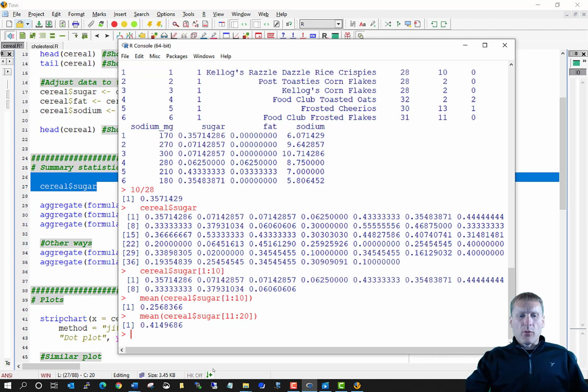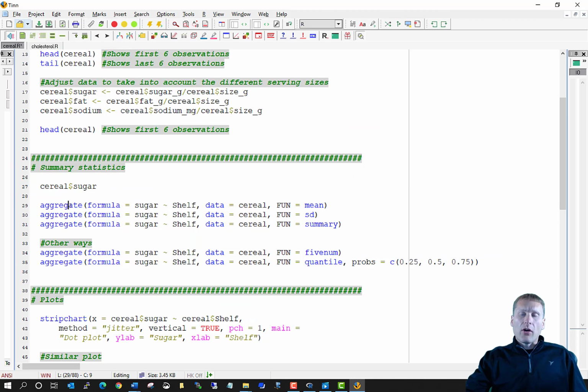But there's actually an easier way to do this. There's a function in R called aggregate. Its first argument basically says how you want to aggregate or summarize the information in your data set. I'm going to use the formula argument where I want to aggregate all the sugar values, and I'm going to do it by shelf. And this is just a kind of syntax here to separate the variable that you're interested in and the by variable: use a tilde.